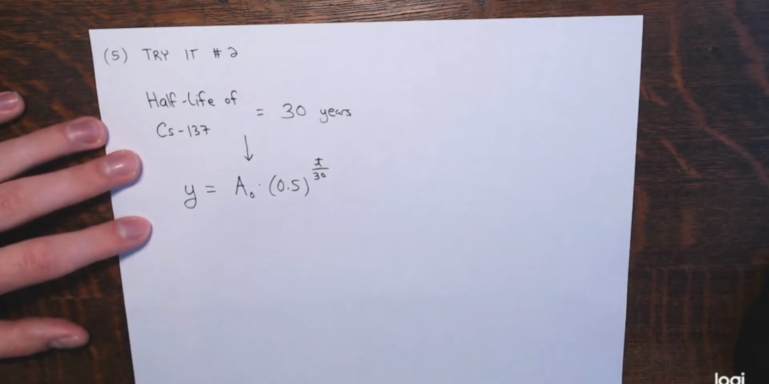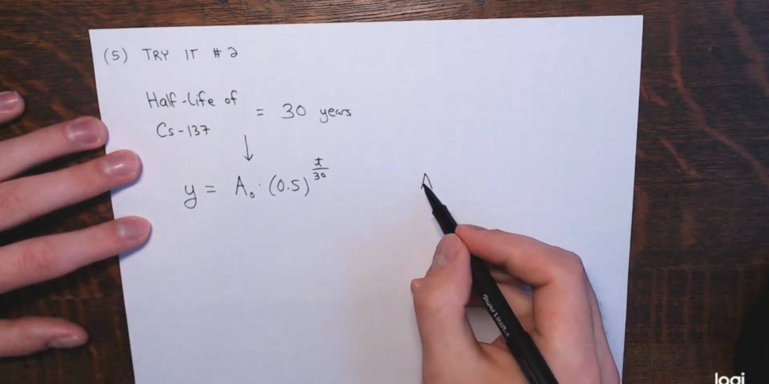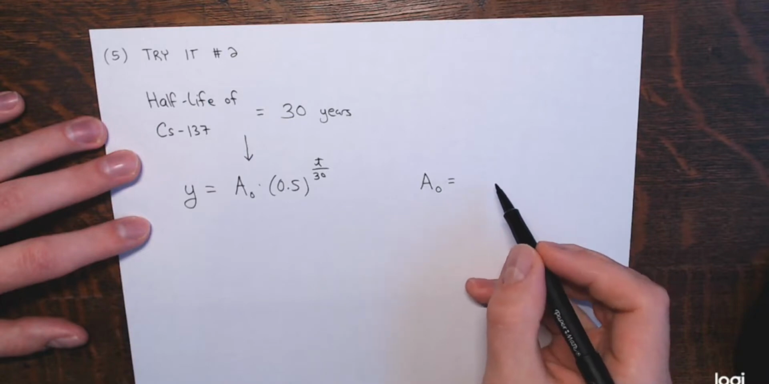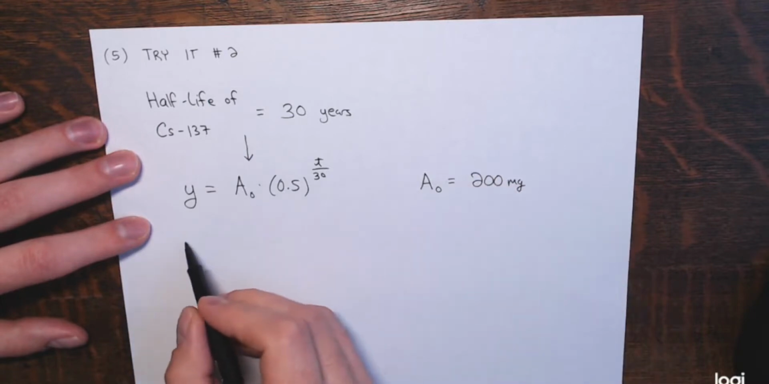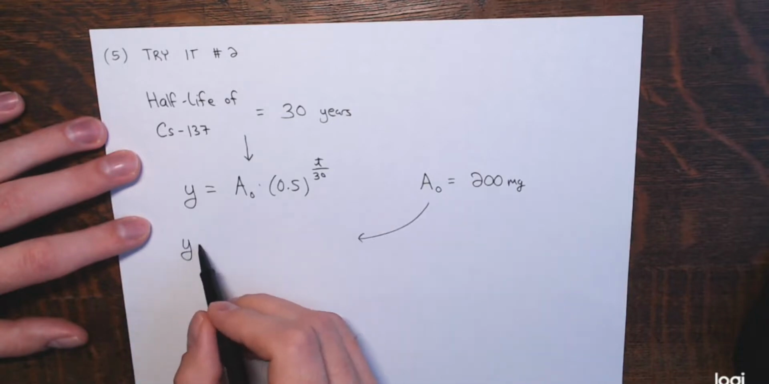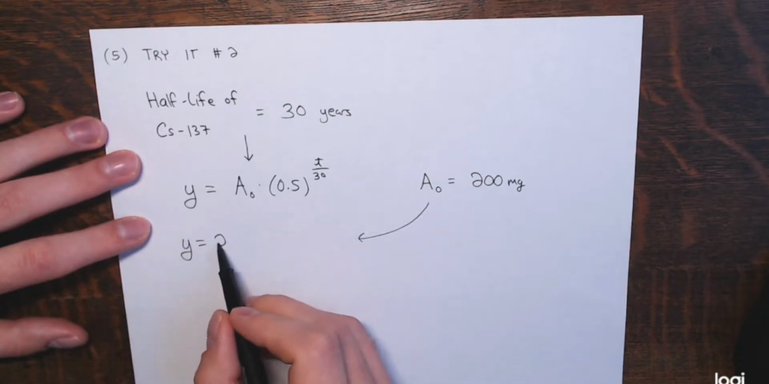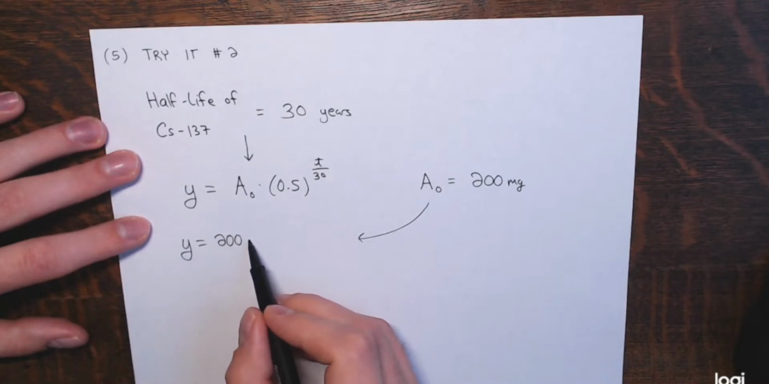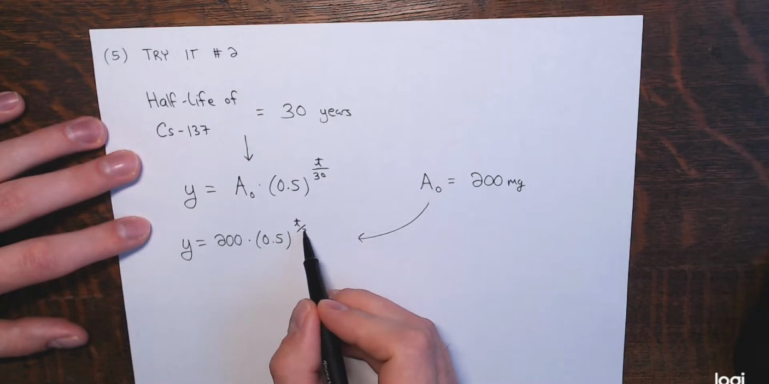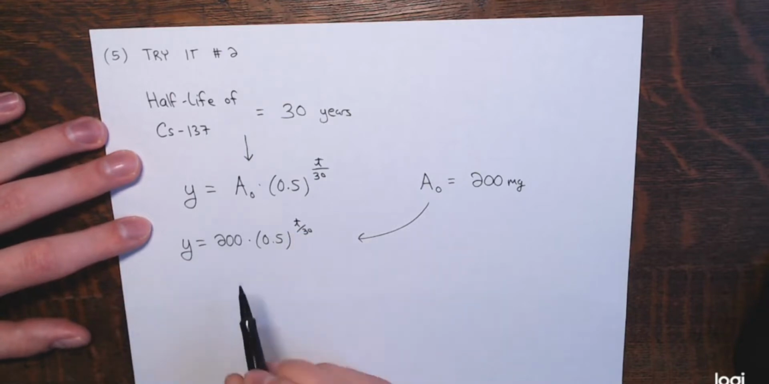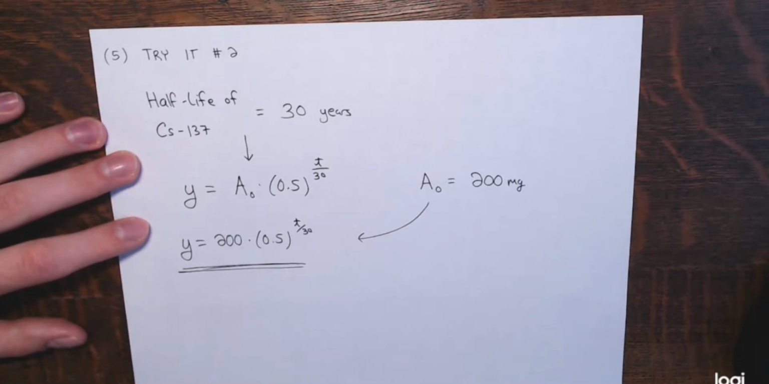Now they're telling us the initial amount, right? We are beginning with 200 milligrams. So a sub 0 equals 200, so that's going to make the model different. Y equals, instead of a0, now I have 200 there, times 0.5 to the t over 30 power. So here's the model I'm using now. And then the question was, will it take more or less than 230 years until only 1 milligram remains?